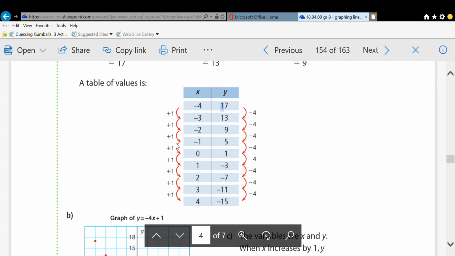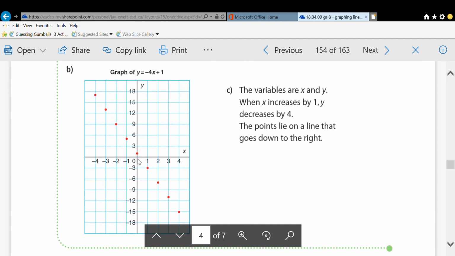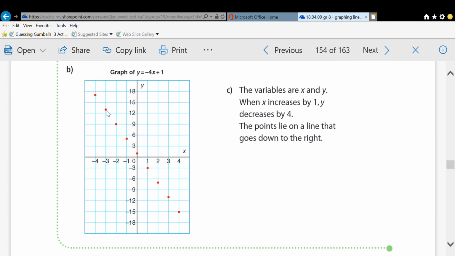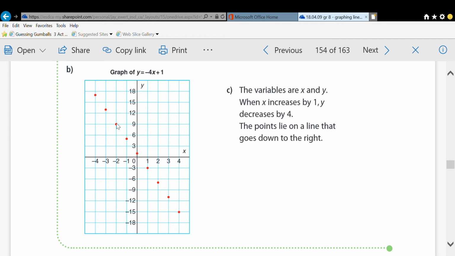To plot this, though, you can't do it with a regular graph. You need a Cartesian plane because we have negatives. We now have an x and a y axis. So negative 4, 17. Negative 4 on the x-axis, 17 on the y. Negative 3 on the x-axis, 13 on the y-axis. Negative 2 on the x-axis, 9 on the y-axis.